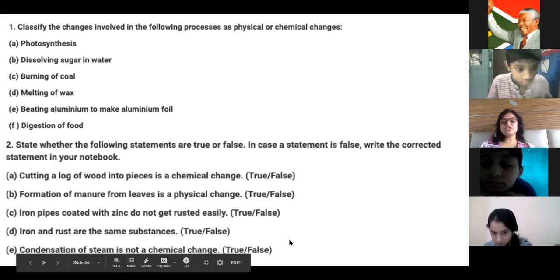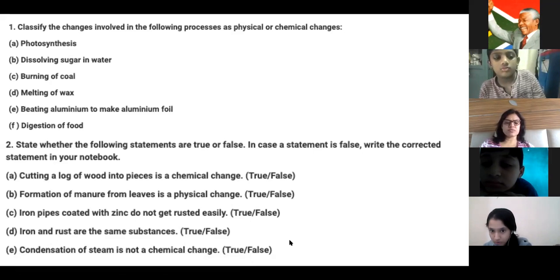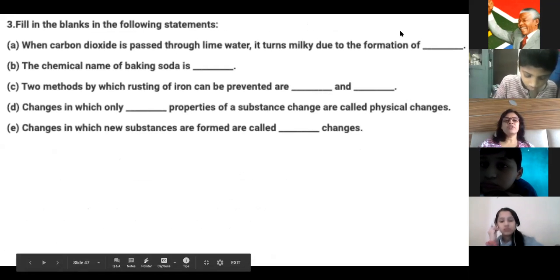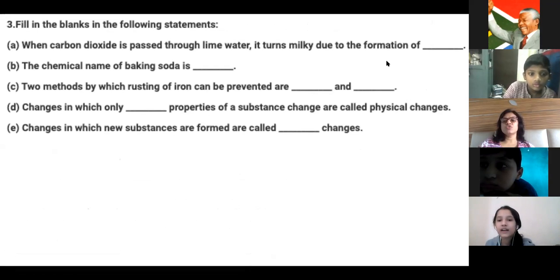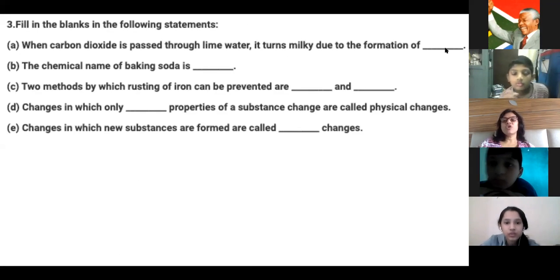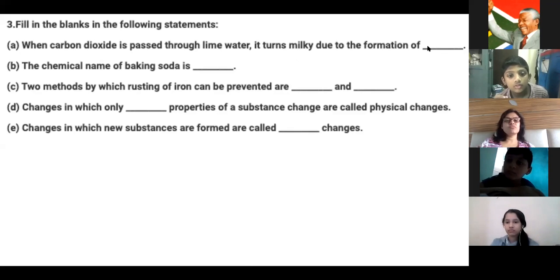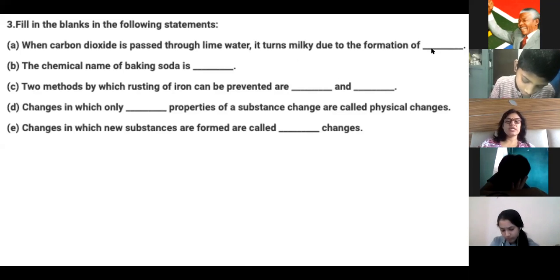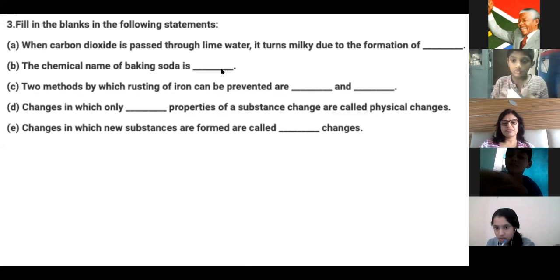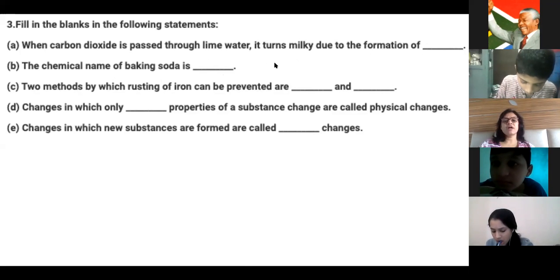Condensation of steam is not a chemical change, true or false? True, it is a physical change. When carbon dioxide is passed through lime water, it turns milky. We have not done this. It turns milky due to the formation of calcium carbonate. Because we have not done this, you will not understand. The chemical name of baking soda is sodium bicarbonate. Write down sodium bicarbonate.